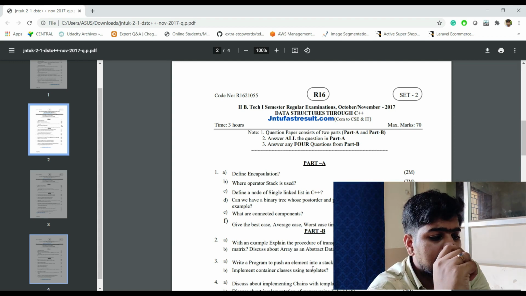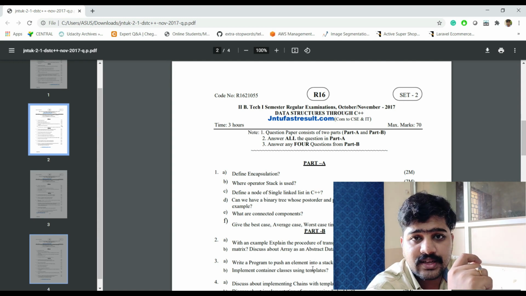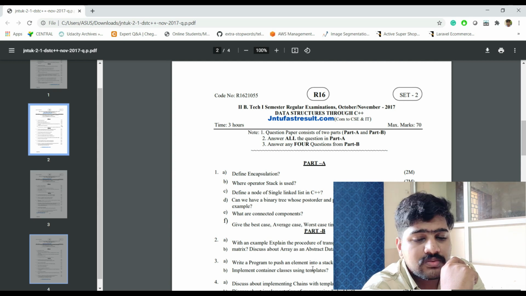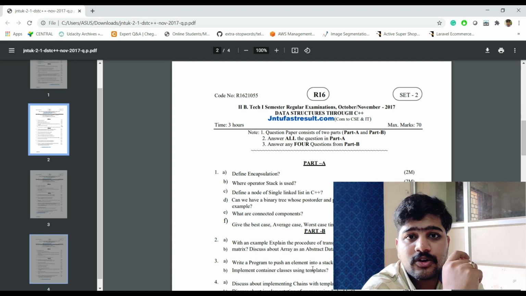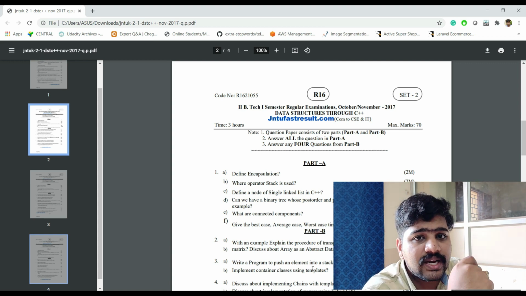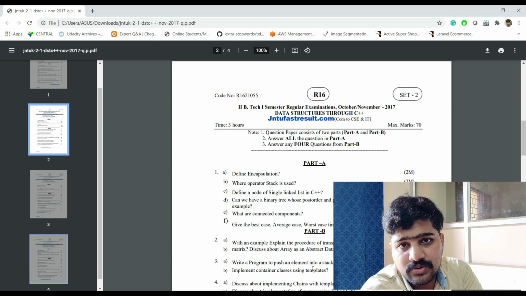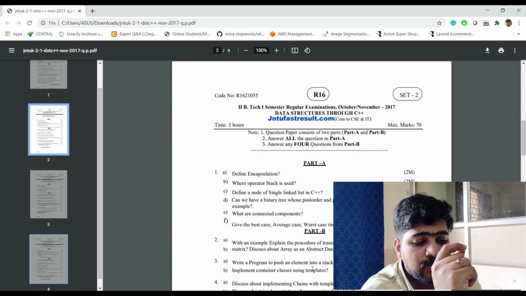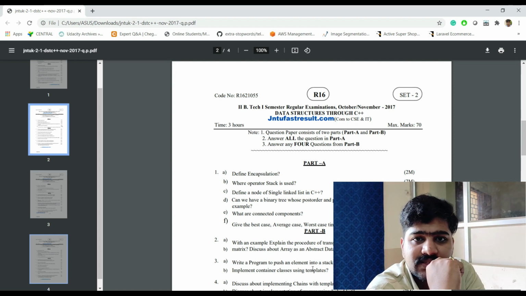You need to be focused on directed graphs and undirected graphs. Those two are different, so don't get confused. And weights are most important for graphs, so be focused on drawing the weights and trying to identify the minimum shortest path using Dijkstra's algorithm, Kruskal's algorithm. So these are the important things you need to focus on in the data structures subject.